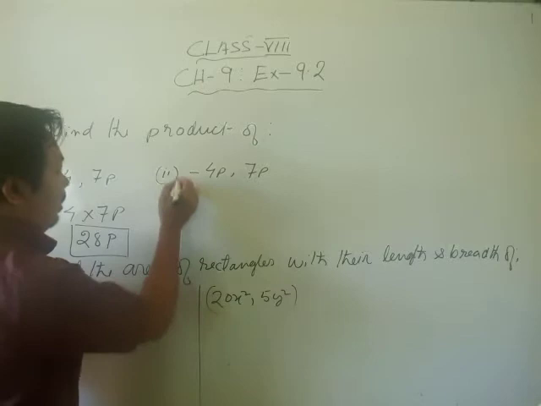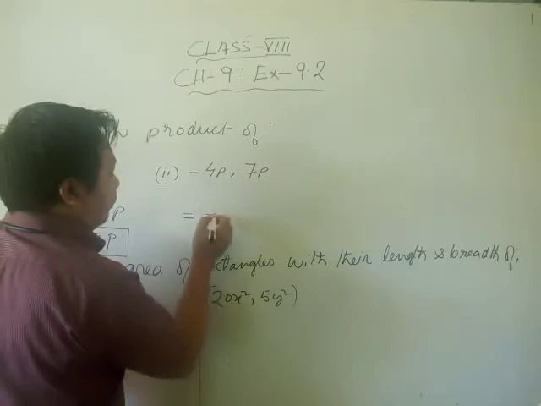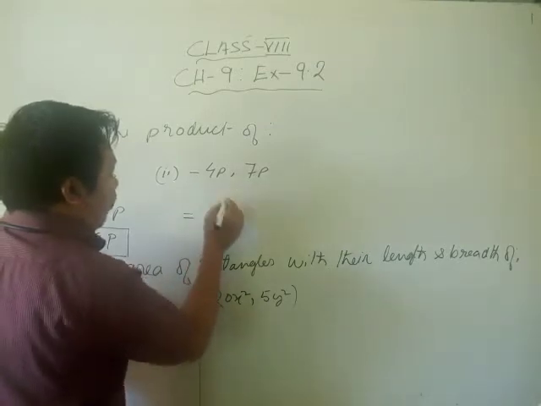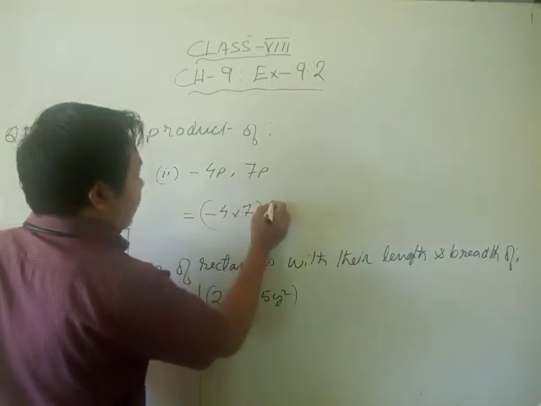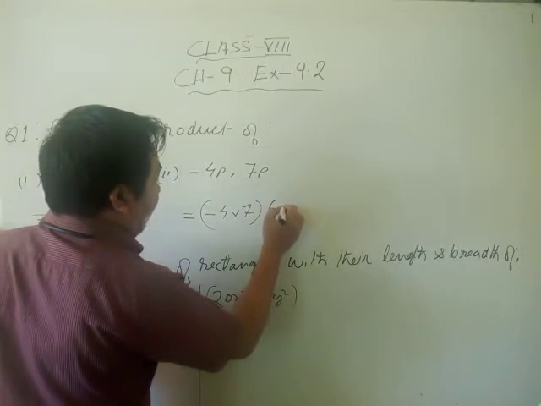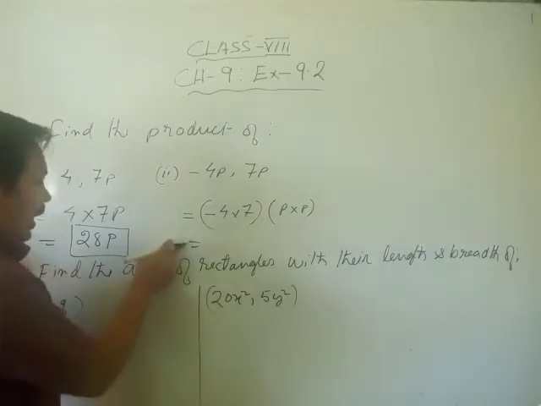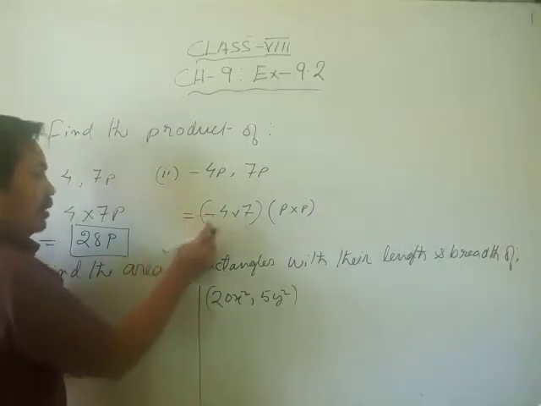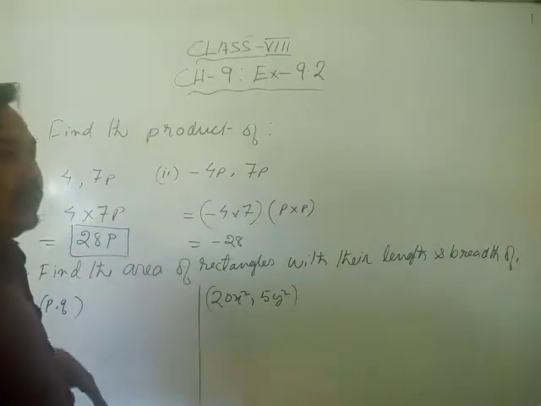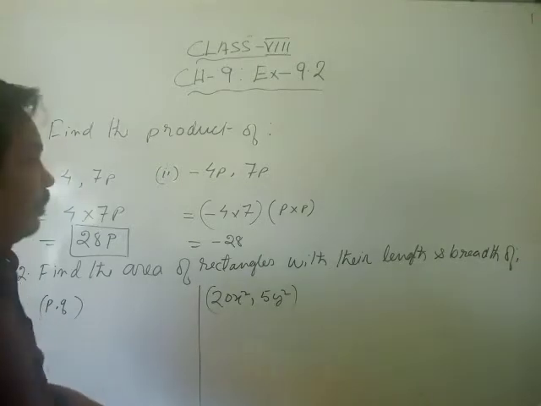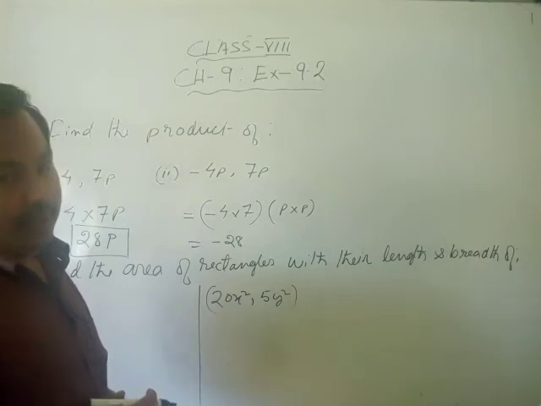And next, in row number 2, let us multiply minus 4 and 7 here. Then you will get p into p here. You will get 28 again, but since one of the numbers is minus, the product will be minus. Minus 28. If one of the numbers is minus in multiplication, then the answer or the product will be minus, meaning negative.